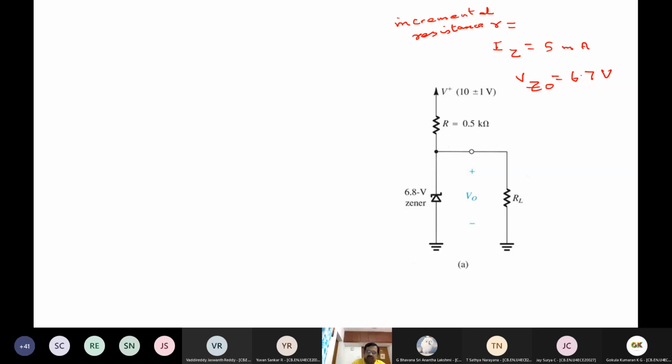You operate the diode where the resistance is minimum. That is very important to get a larger constancy, because delta V has to be small and delta I has to be large, so you can operate the diode there. So ideally that is what you want to have. Incremental resistance R equal to 20 ohms. So with this, the question that is asked now is to find the change.